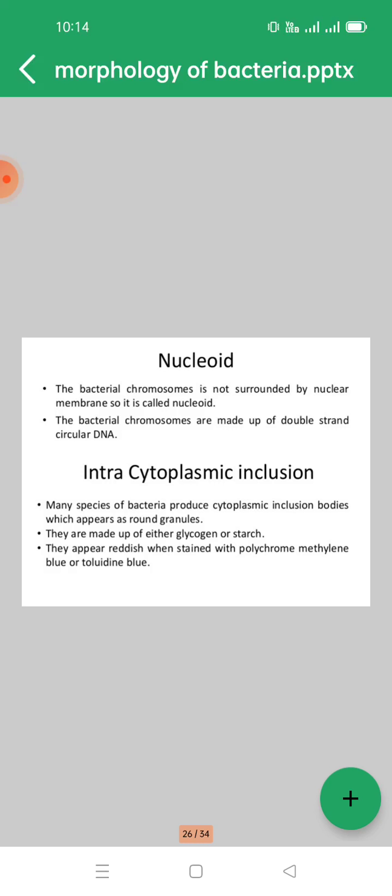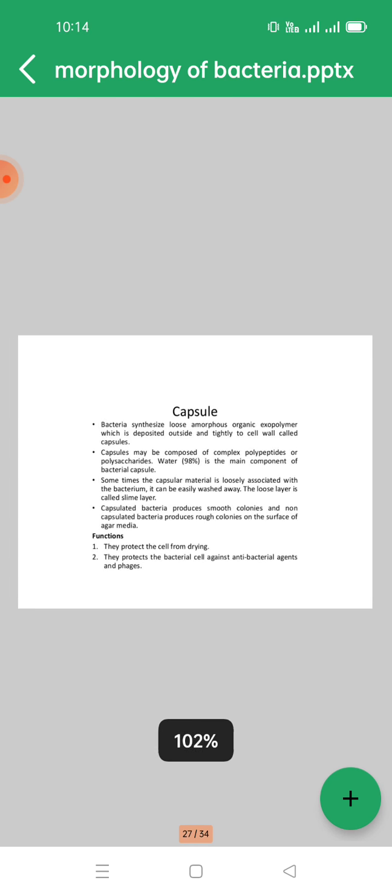Then next to nucleoid, intracytoplasmic inclusion bodies are present. These are cytoplasmic inclusion bodies, round granules. They are storage granules, which store glycogen or starch material. These storage granules can be viewed by staining with polychrome methylene blue or toluidine blue. So if we want to see the cytoplasmic inclusion bodies of bacteria, we can stain using polychrome methylene blue or toluidine blue.